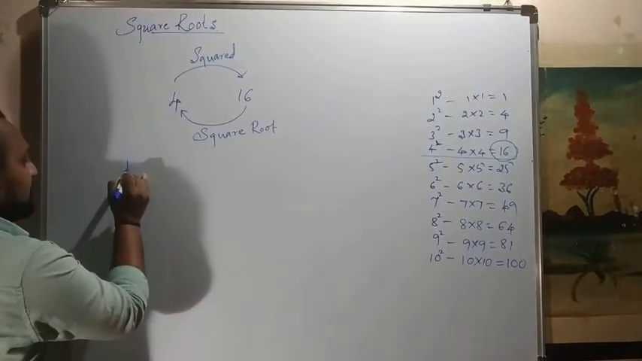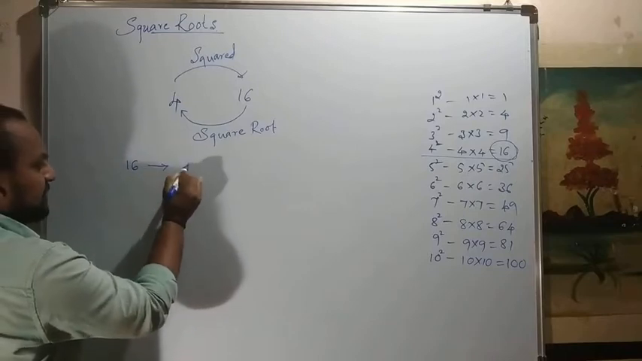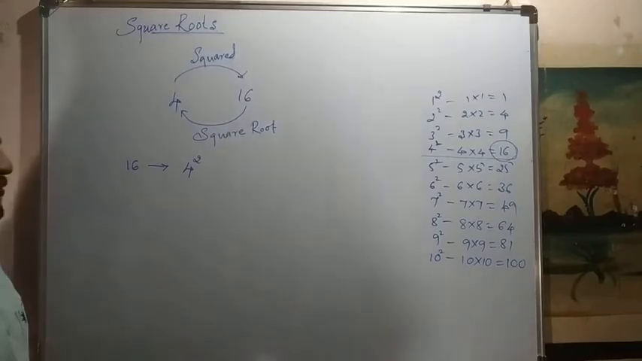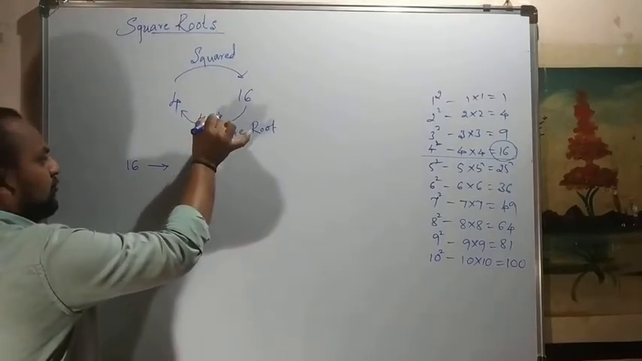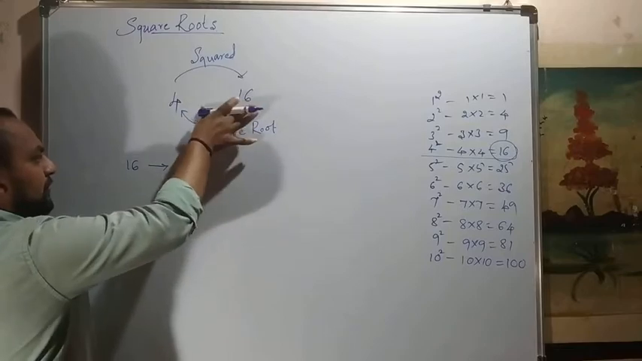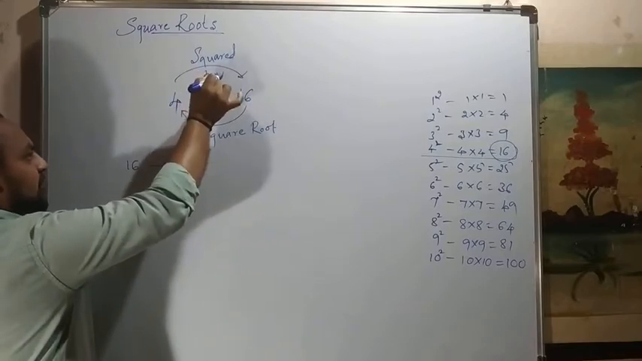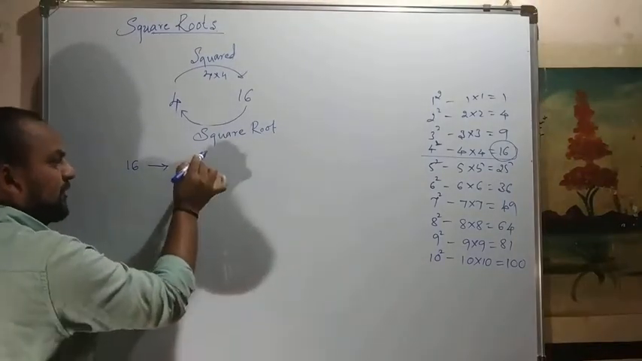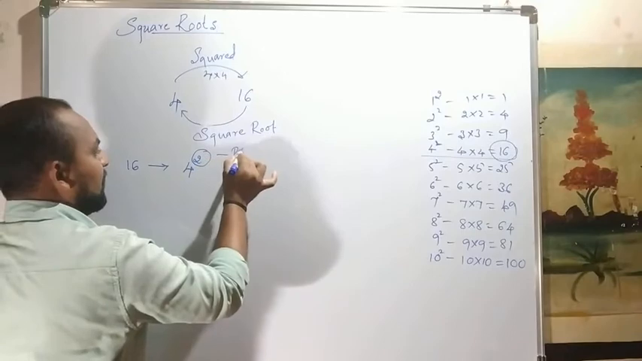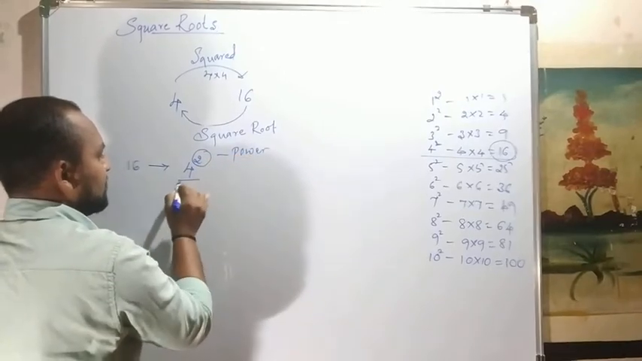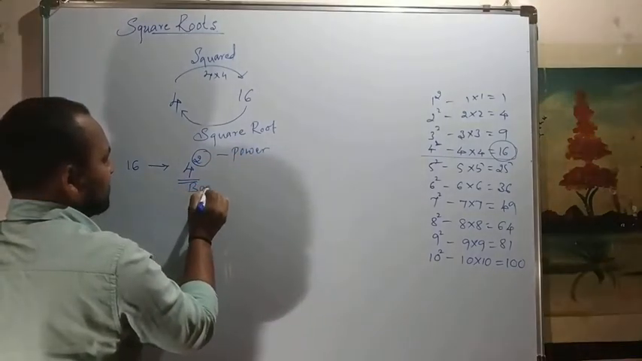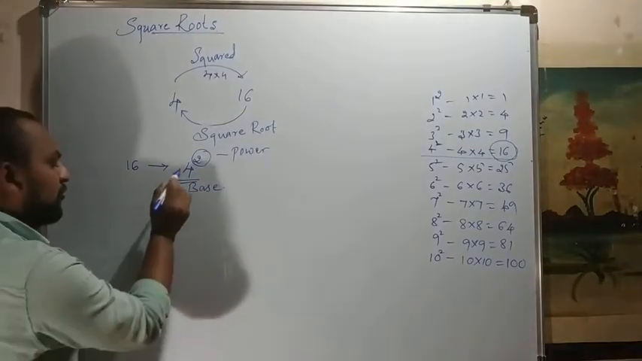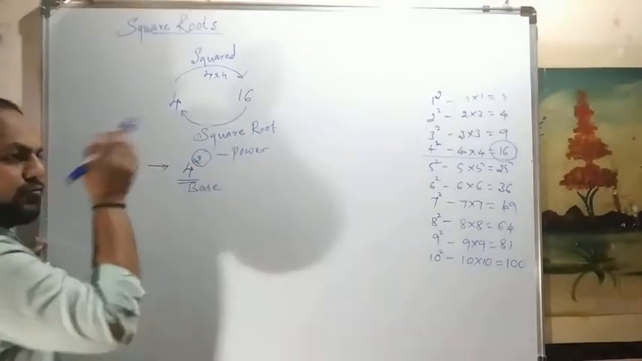Here, 16 is 4 square. It means 4 into 4. Okay, 16 is 4 square, and this is the power, and this is the base.